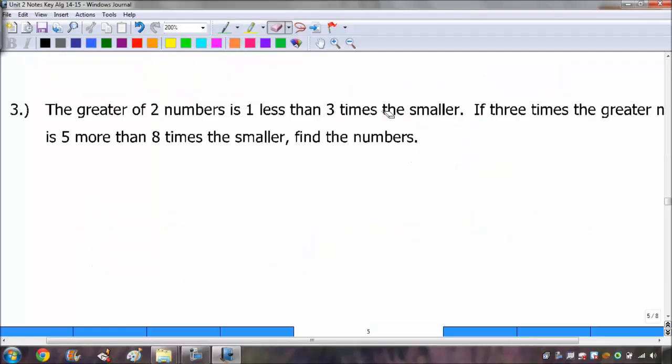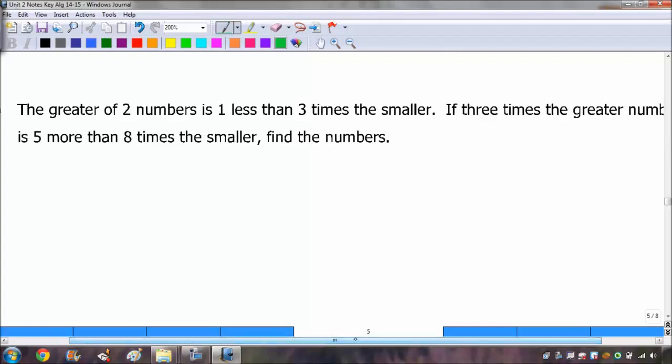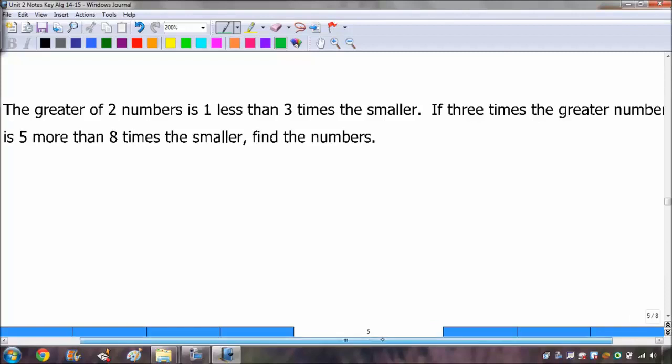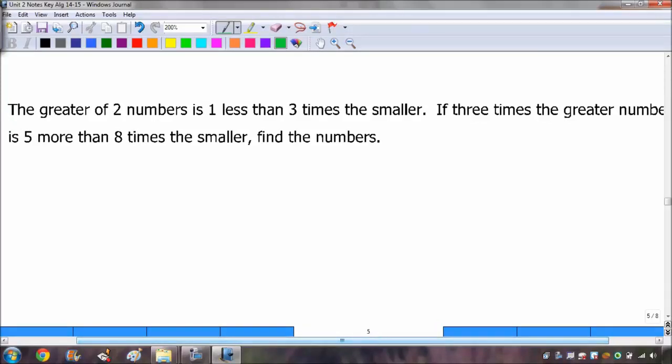Okay, we're going to skip question number 2, and we are going to go on to number 3. We're going to do number 2 next time I see you guys in class. So in number 3, it says the greater of 2 numbers. So I'm going to underline key information as I read it.